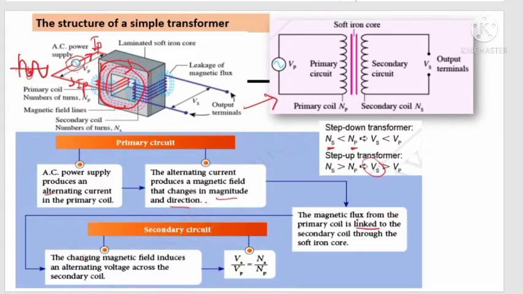Next, the magnetic flux from the primary coil links to the secondary coil through the soft iron core. The changing magnetic field induces an alternating voltage across the secondary coil. Thus, induced current will flow in this external circuit or output circuit here.